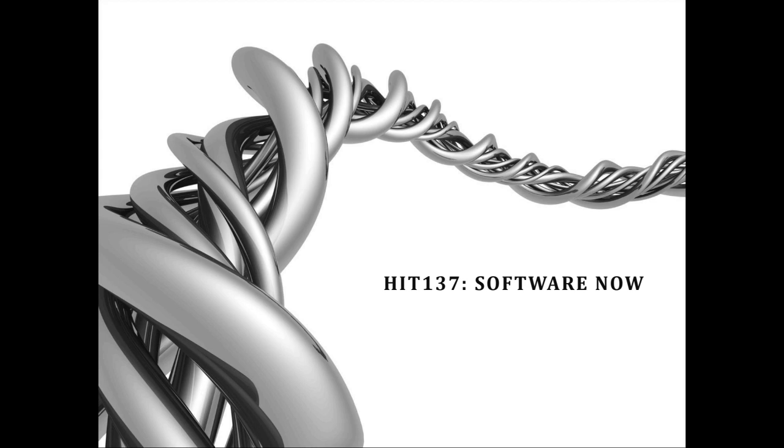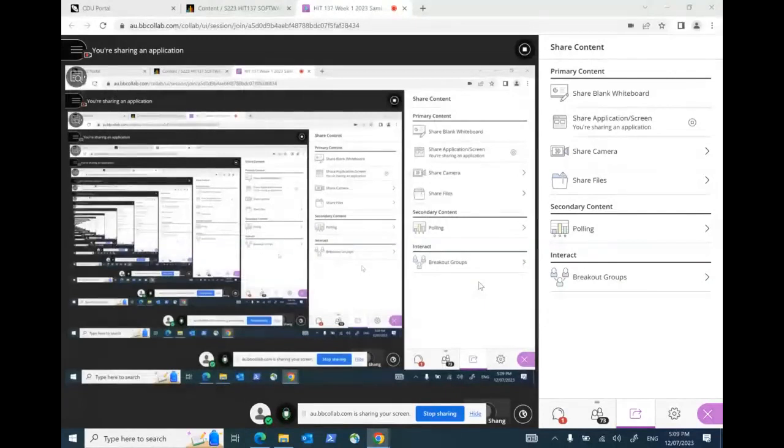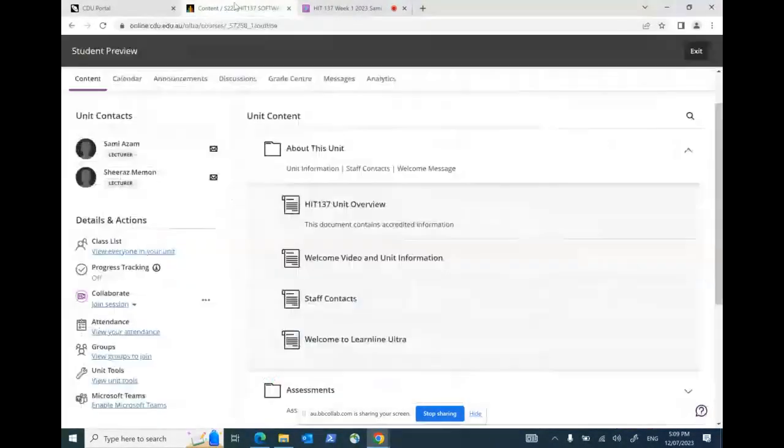Let me start with something about the LearnLine first of all. I'd like to give you a brief introduction about the unit LearnLine, what you should be looking into, and how you should be going ahead. So let me share my screen so that you can have a bit of understanding of what you want to do. Right, the screen is shared.